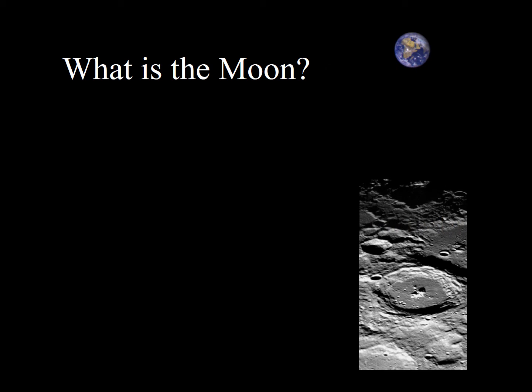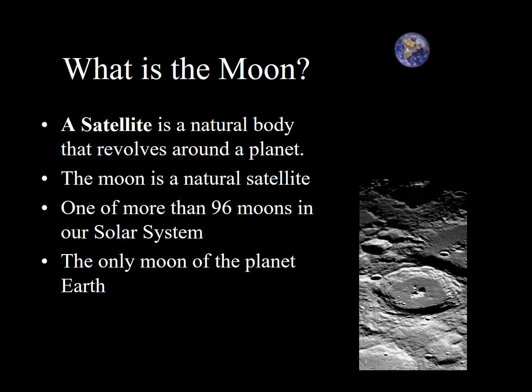A satellite is a natural body that revolves around a planet. So, yes, the moon is a natural satellite, and is one of more than 96 moons in our solar system. Our moon is the only moon of the planet Earth. We say natural because Earth now has thousands of artificial or man-made satellites that circle Earth.